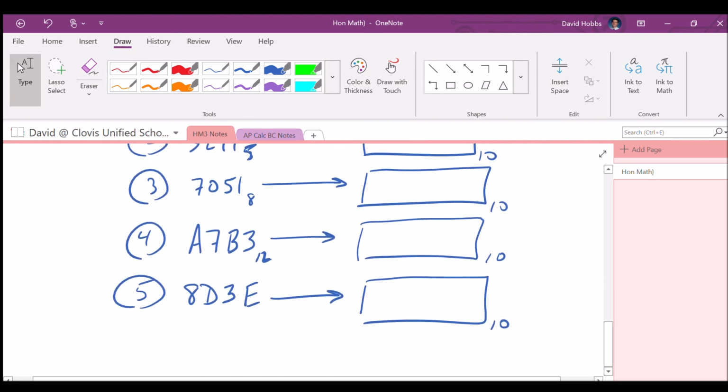That's the assignment. Do a good job with it. You need to show the work.